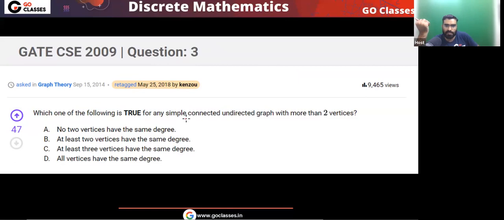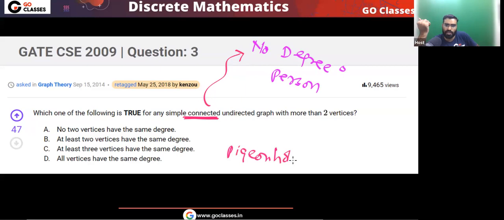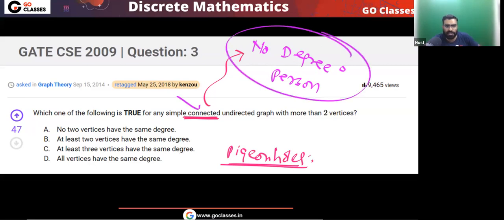Don't worry, in graph theory, you will study that connected graph means there is no isolated person. Is this point clear? Connected graph simply means there is no degree 0 person. So in this question, what is the only possibility? What are the pigeonholes? I am saying that there is no degree 0 person. Connected means there is no isolated person.